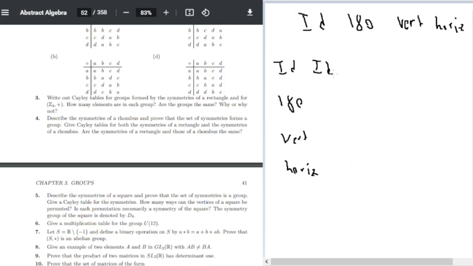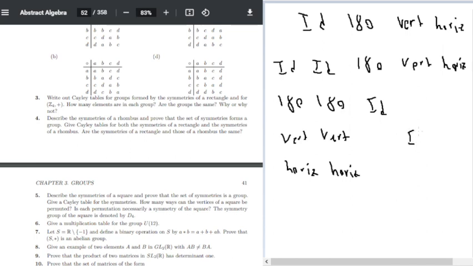First of all, ID sends everything to itself. ID is valid. Vert, 180, horizontal. If we compose with 180, actually with all these, we see that we compose any element with itself twice, and we get back to ID. So IDs go all along the diagonal in this.